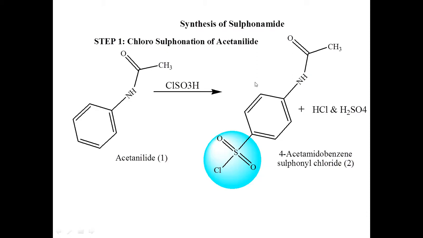This chlorosulfonation of acetanilide takes place in a fuming hood. It is chlorosulfonation at the para position of the aromatic ring, the para position of acetanilide, because the sulfonation is liable to take place at the para position of acetanilide. Hence, acetanilide is used as starting material for synthesis of sulfanilamide.